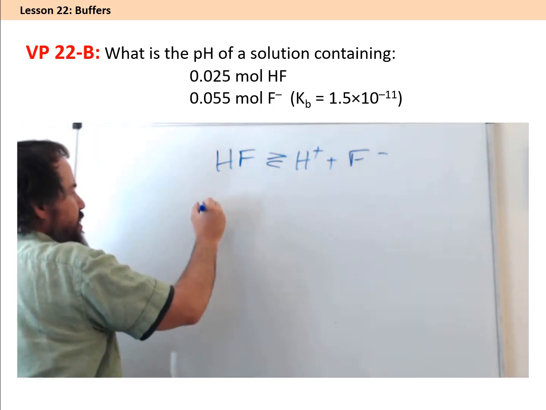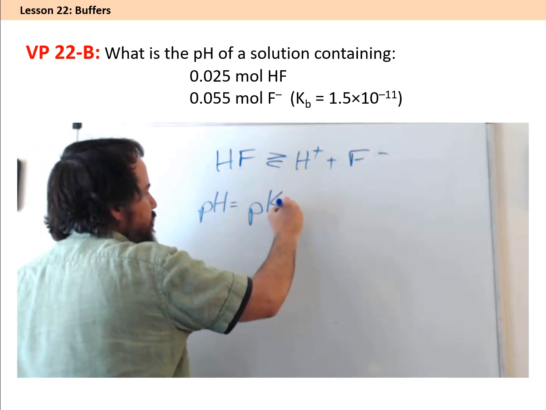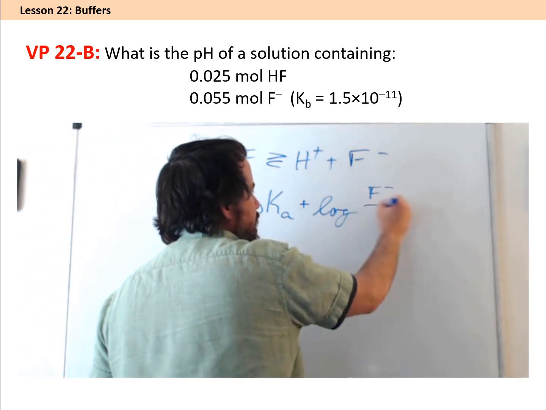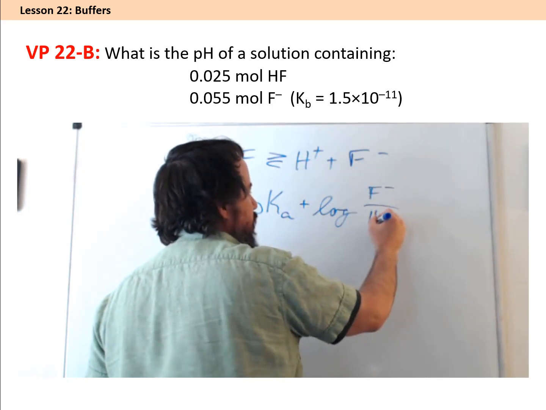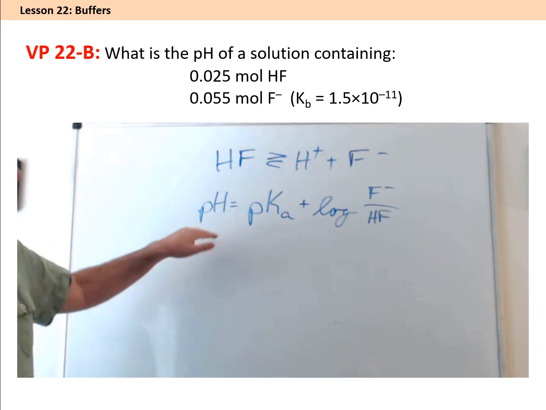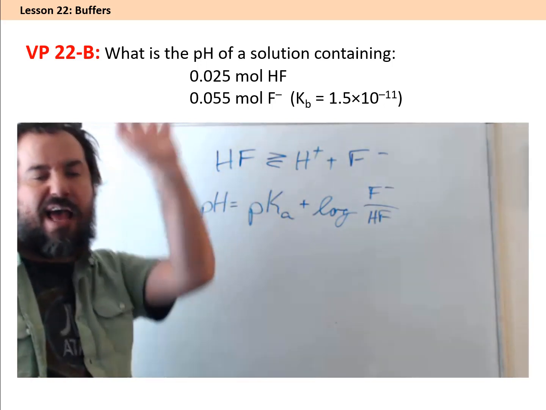Okay, so what we could do, because it's a buffer, is we can use the Henderson-Hasselbalch equation. In this case, it'll be F minus, that's the base, over HF. So I need to figure out Ka. I'm given Kb. Don't just say, I'm just going to use it.